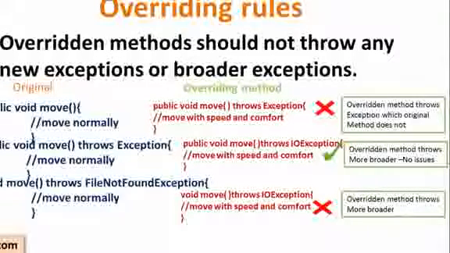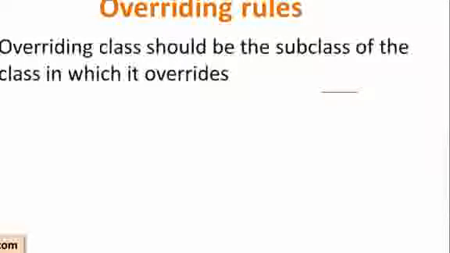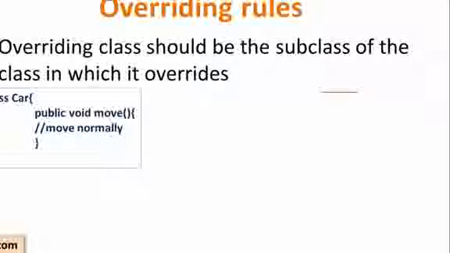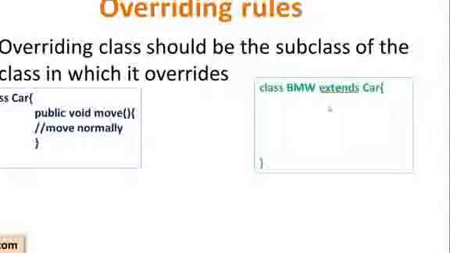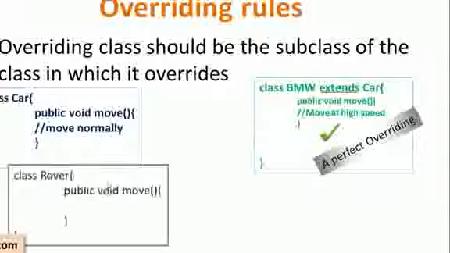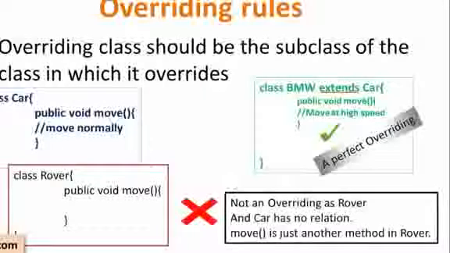Then coming to the other rule, overriding classes should always be subclasses of the class in which the method is overridden. So you can see that there's a car, BMW extends car, and this is a perfect overriding. But when it comes to Rover, even if I write a move method, this is not an overriding, because Rover has no relationship with car or BMW, so this is not an overriding concept.